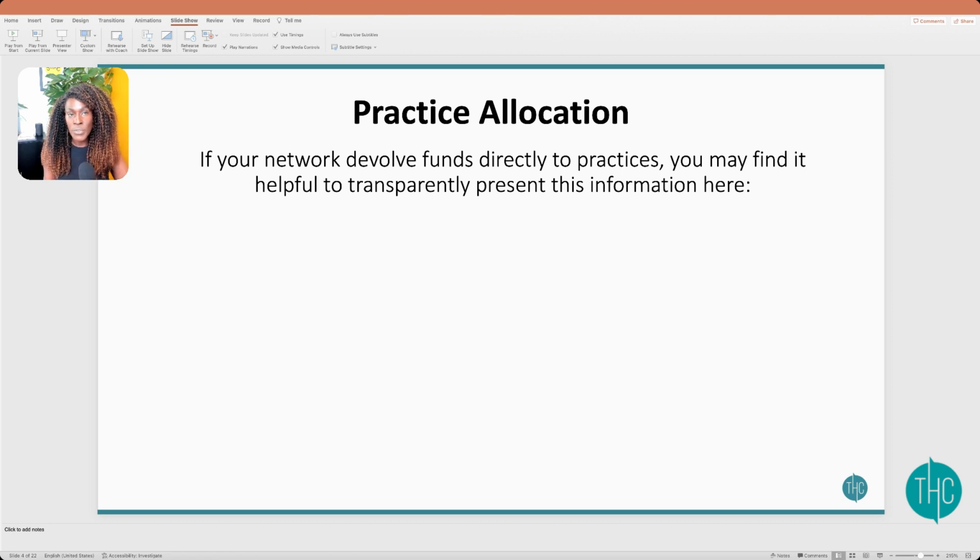If you devolve money down to practices, you may want to highlight how much money, or the proportion of funds, each practice has got. Sometimes it's helpful reminding your practices, we have given you 200 grand to support you with your workforce. I just think it's helpful to be transparent, be straight up, and communicate transparently. I think it's really, really important.